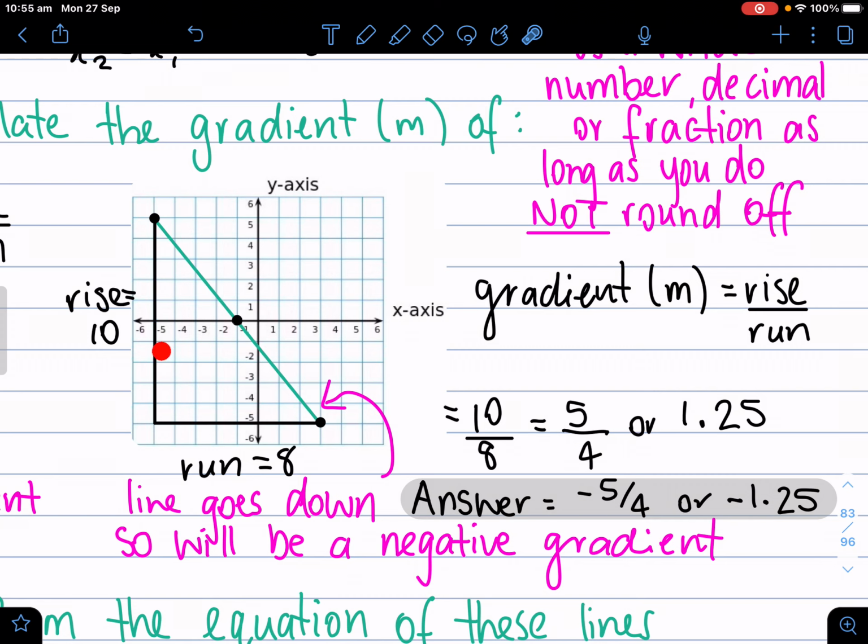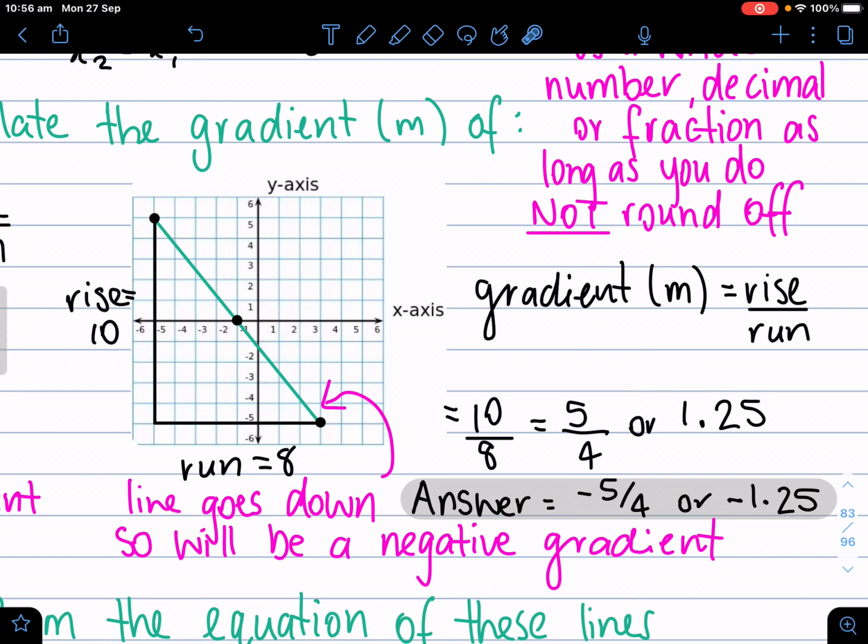1, 2, 3, 4, 5, 6, 7, 8, 9, 10. Rise is 10. Run 1, 2, 3, 4, 5, 6, 7, 8. And it runs 8. So remember, rise over run. 10 over 8, which simplifies to 5 over 4, or 1.25.